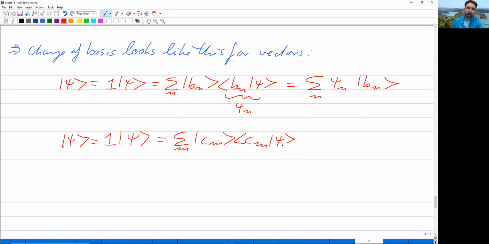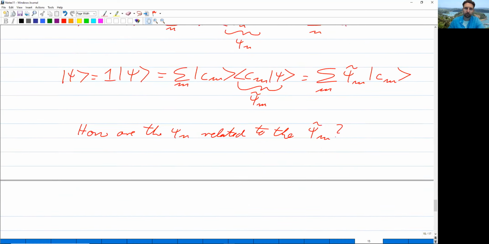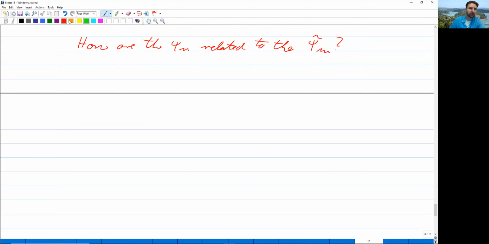Cm, psi. These coefficients are another wave function that we may put a tilde on to distinguish these coefficients. So this then is the sum over all m of psi tilde m on the Cm basis. All right, and the question is, how are the psi n related to the psi tilde m? That's the question here. Well, let's just calculate it then.